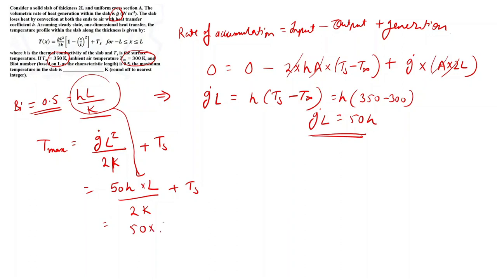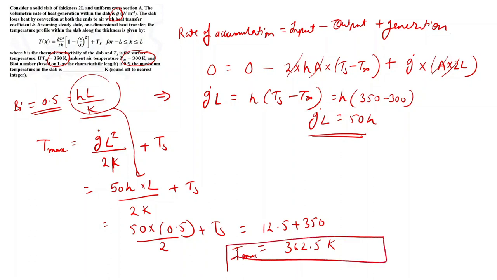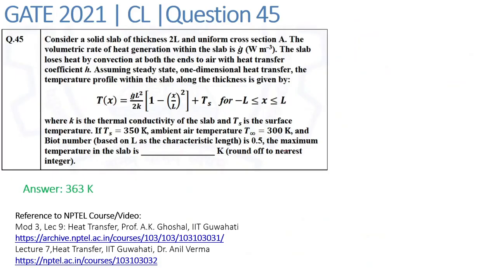It will become 50 into 0.5 upon 2 plus Ts. So it will become 25 into 0.5, that is 12.5, plus the temperature of the surface we have been provided as 350. So that is 362.5, and the units were Kelvin. So the maximum temperature we have found out as 362.5 Kelvin. Since we have been asked to round up to the nearest integer, we will write the answer as 363 Kelvin.